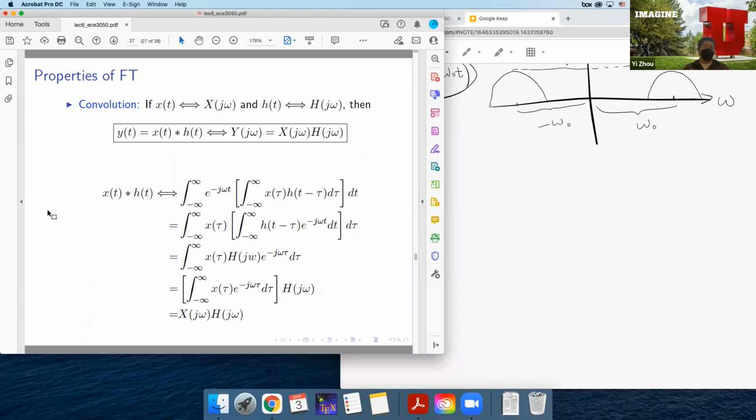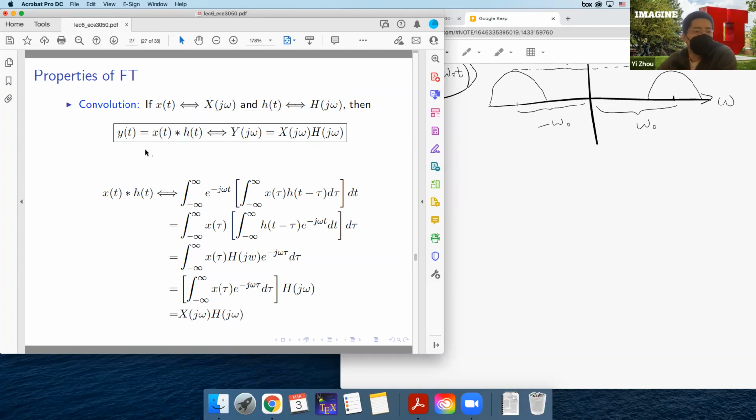Now, the last property is probably the most important property of Fourier transform. So we will use this one to analyze partial differential equations, to analyze LTI systems. So what is the statement here? Here we are given two signals, x(t), h(t), and their corresponding Fourier transform spectrum. And then let's consider their convolution signal, which is a signal y(t) defined as the convolution between the two.